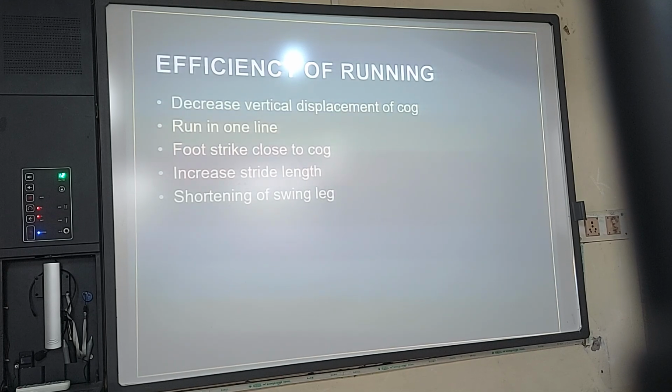The running should be in one line of progression. The foot strike should be closer to the COG. Increased stride length should be there, and shortening of the swinging leg. If all this is happening, we say an efficient kind of running is happening. Fine?